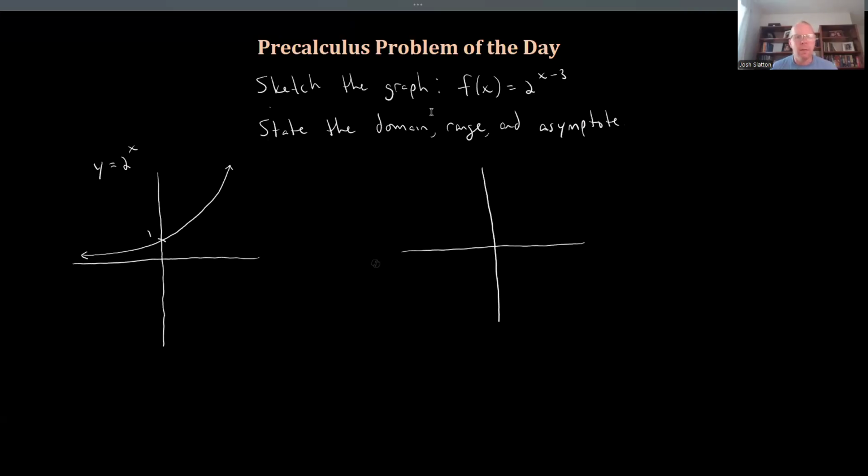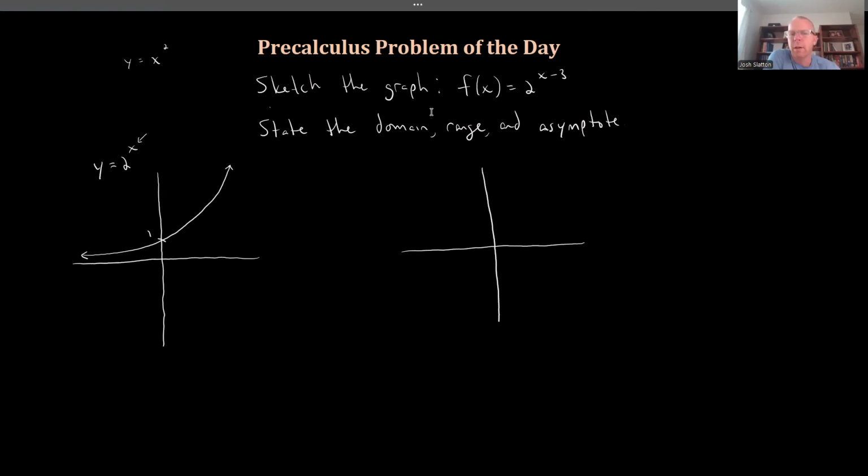Good morning. So here's our pre-calculus problem of the day. We're getting into exponential functions, and this is going to sketch the graph of an exponential function. An exponential function is exponential because we have the variable in the exponent. It's not a variable with an exponent, that would be a polynomial. So exponential means the variable is the exponent, or at least in the exponent.